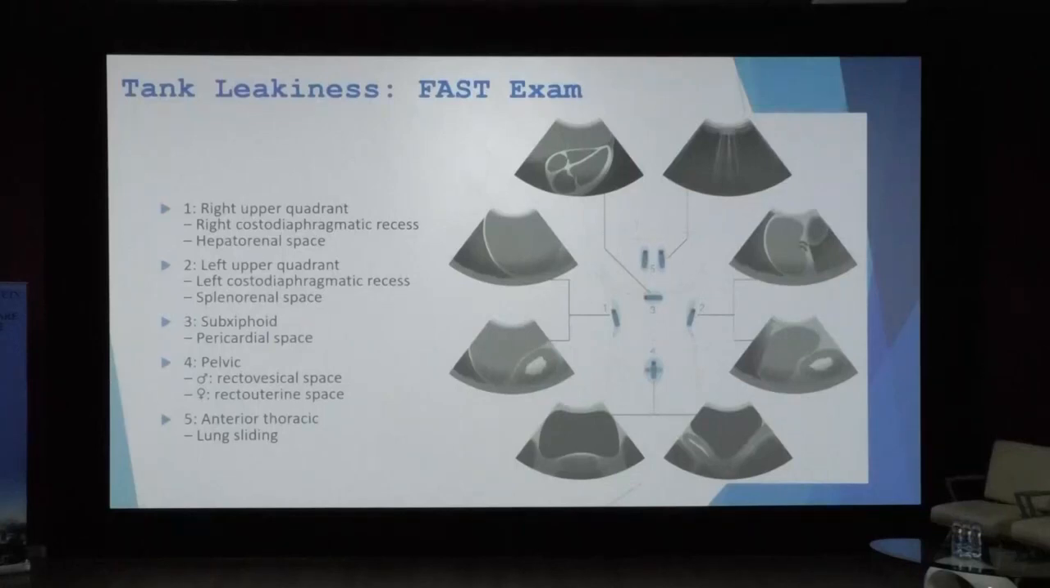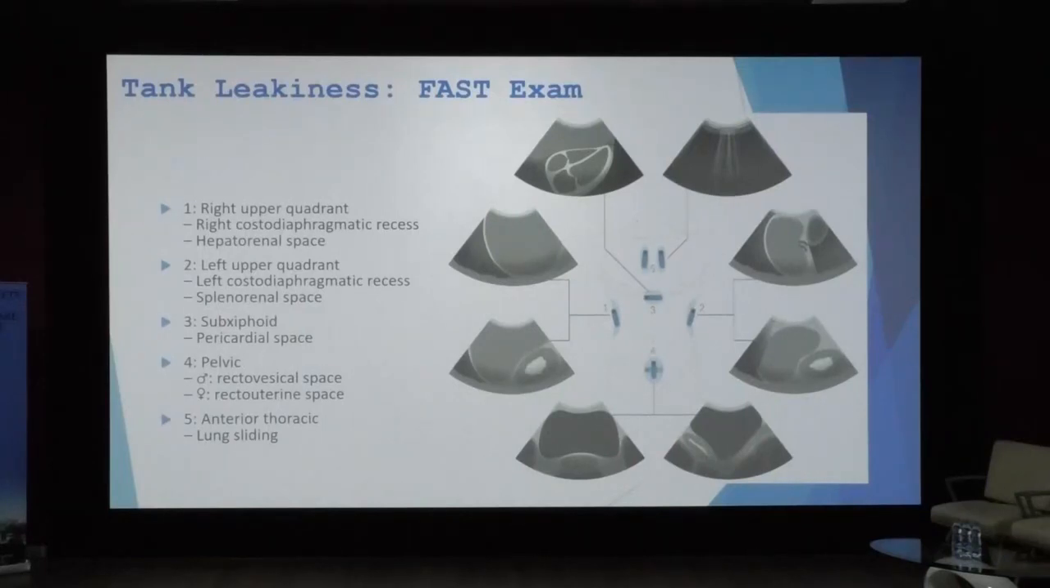In the left upper quadrant, on the left side in the same view, we see whether the patient has a left costodiaphragmatic recess. We can see the left side of the diaphragm and check whether any collection is there, or in the splenorenal space. In the subxiphoid view, number 3 in the diagram, we can see whether the patient has a pericardial effusion. In the pelvis, we look in the male at the rectovesical space and in the female at the rectouterine space, for any collection.